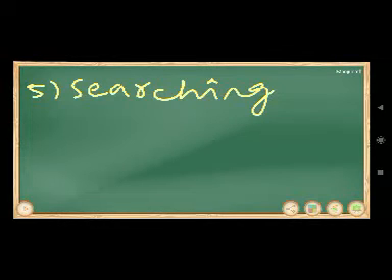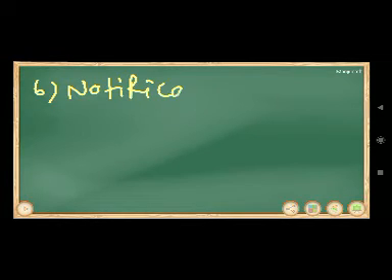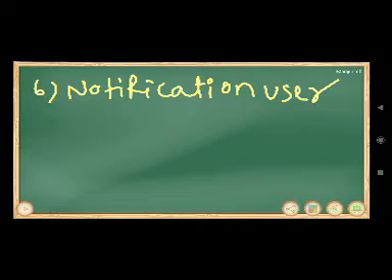The sixth one is notification to the user. In this step, after searching, in the last step you might have searched and found the relevant information for the user. Next, in this step, you are going to notify the user that you have got the proper information or the document that the user wanted. You are going to notify either by email or by letter, or you are going to personally give it to the user. So this is about the sixth step.